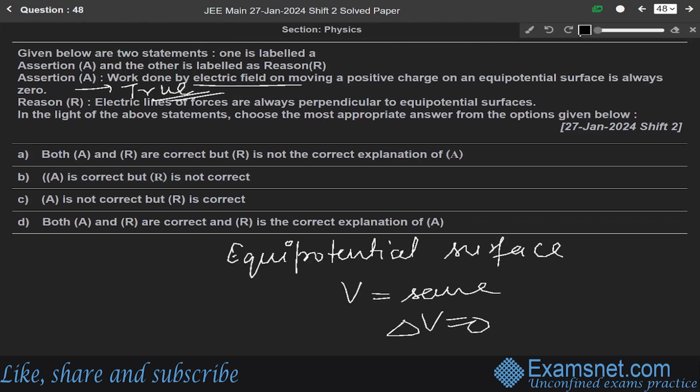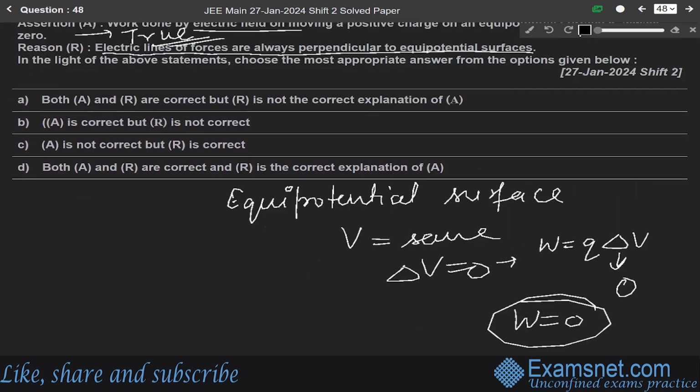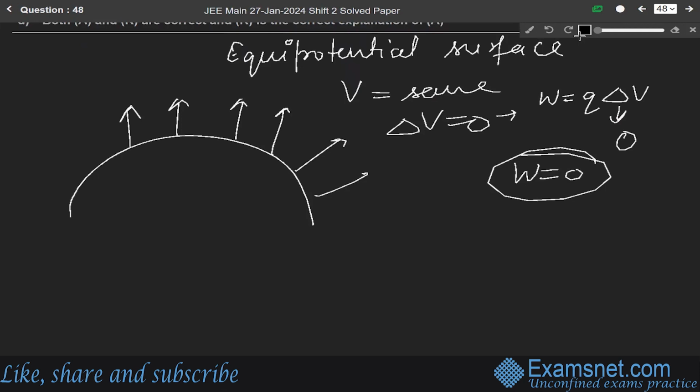Now, the second reason given for this is that the electric lines of force are always perpendicular to the equipotential surface. Since work done equals Q delta V, if delta V is 0, then work done will be equal to 0. And from the second statement, electric lines of force are always perpendicular to equipotential surfaces. Let us say this is an equipotential surface and these are electric fields, normally outwards. If the force is acting in this direction and displacement is in this direction, so this will be 90 degrees, so we will get work done equals 0.